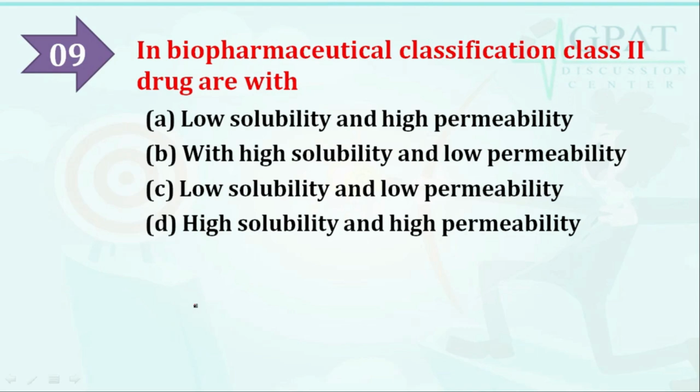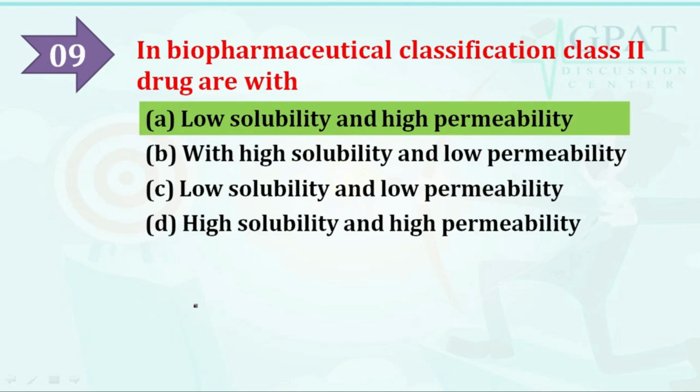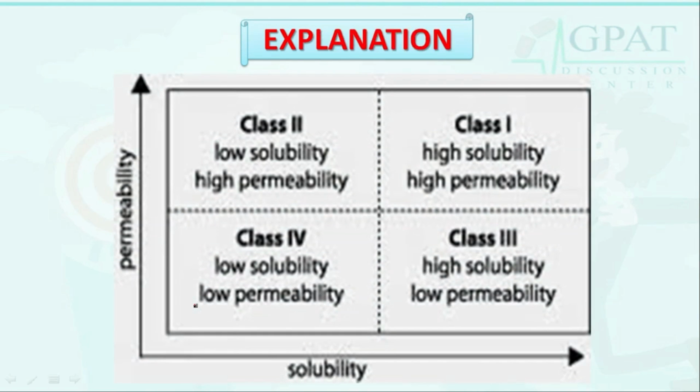And the correct answer is low solubility and high permeability. So now we can understand with the help of this that according to the biopharmaceutical classification, there are 4 classes: class 1, class 2, class 3, and class 4. According to class 1, there will be high solubility and high permeability. According to class 2, there will be low solubility and high permeability, which is asked in the question.